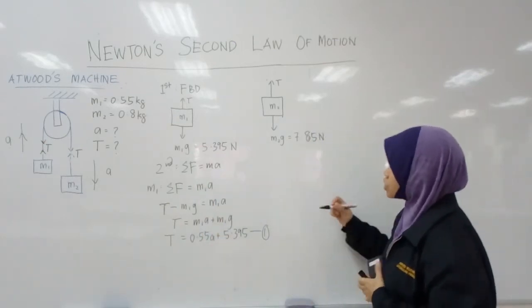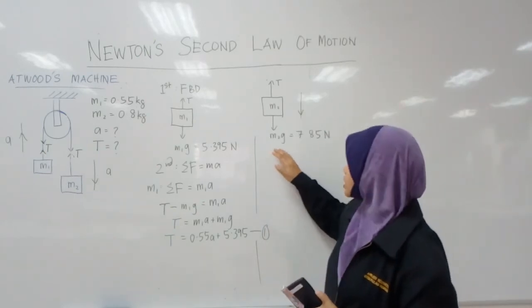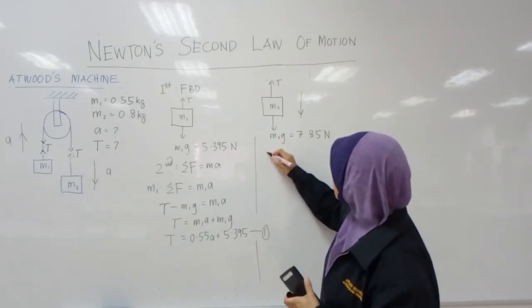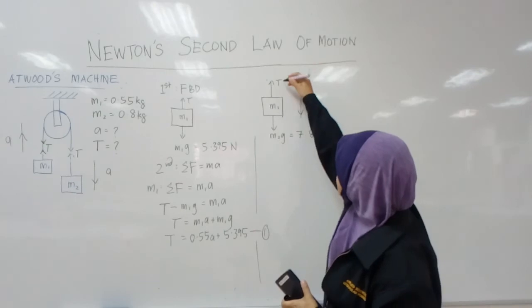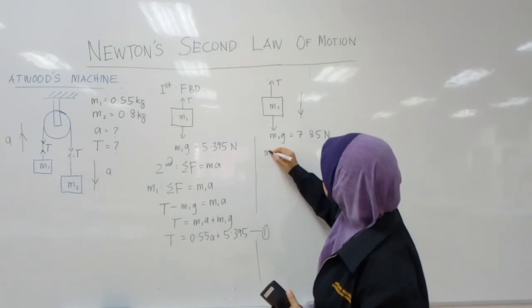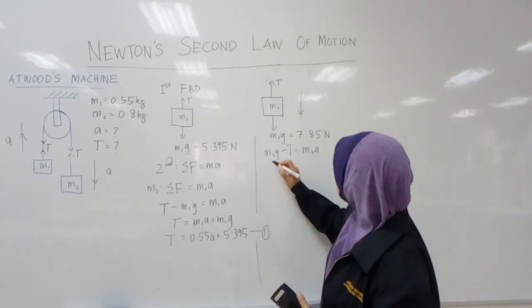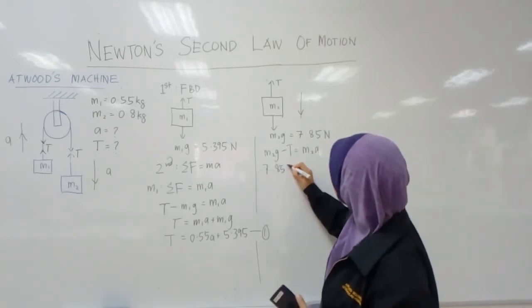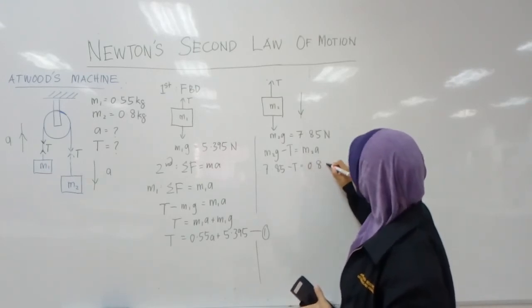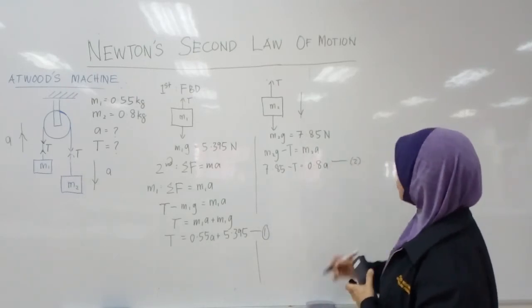And then let us see the equation for object 2. Now we apply Newton's second law of motion for object 2. So the net force will be M2G minus T. M2G is positive because it is in the same direction of motion. So M2G minus T is equal to M2A. So here 7.85 minus T is equal to 0.8 A. This is the second equation from object 2.